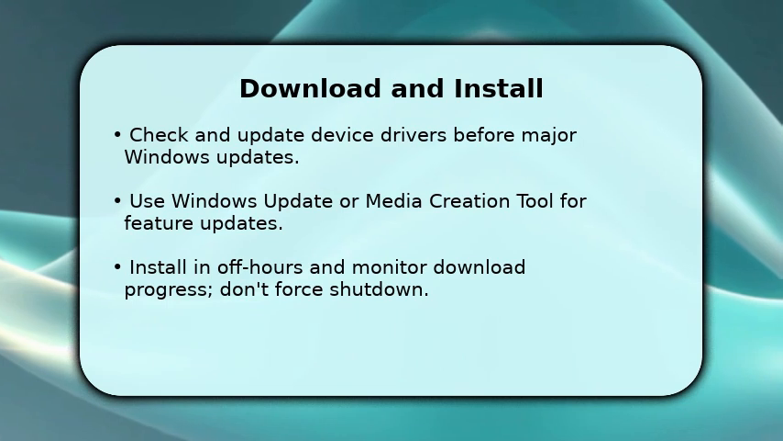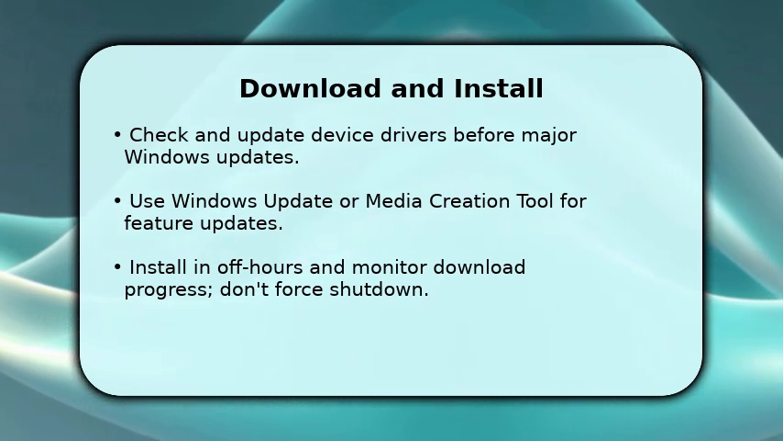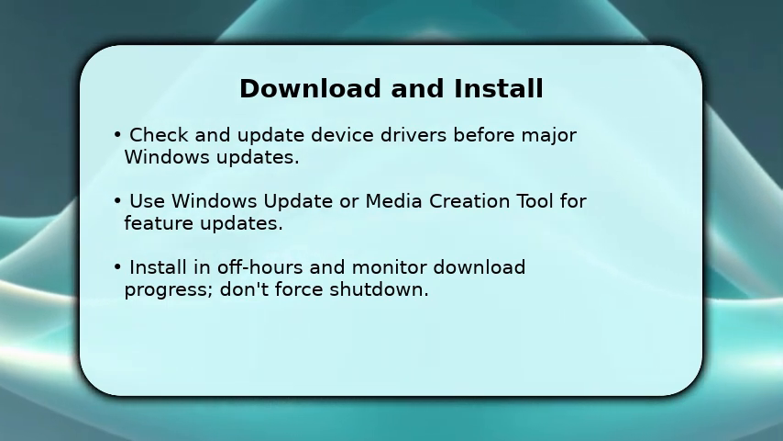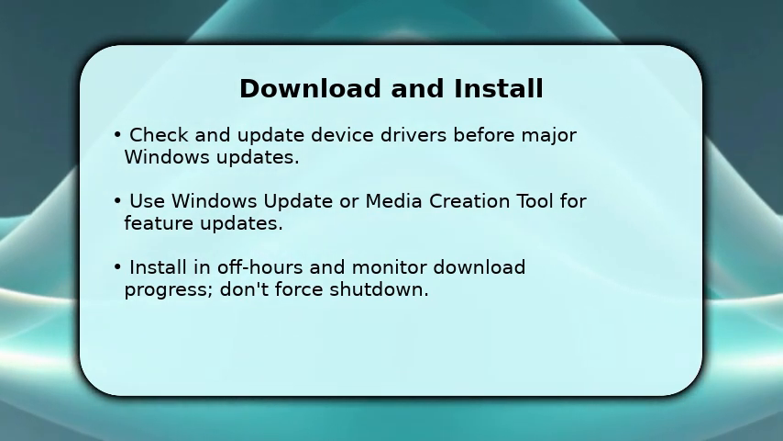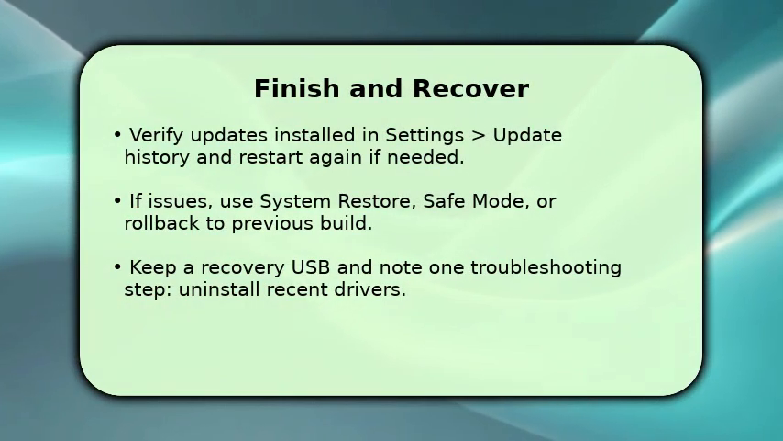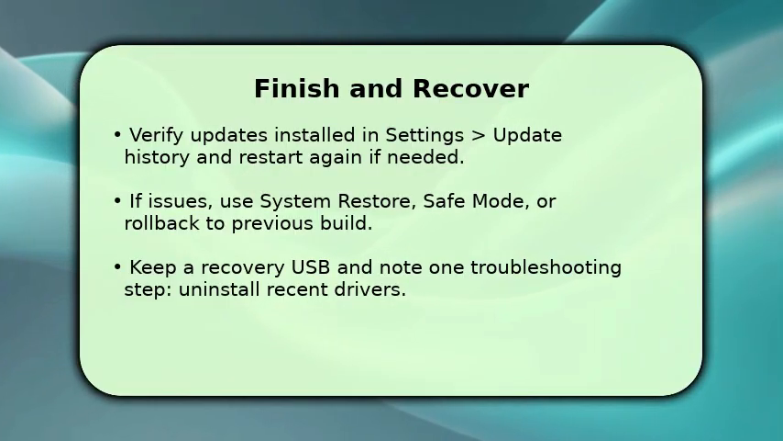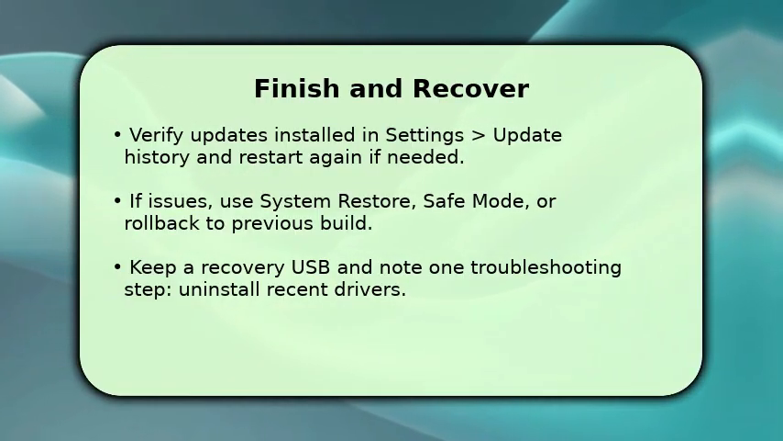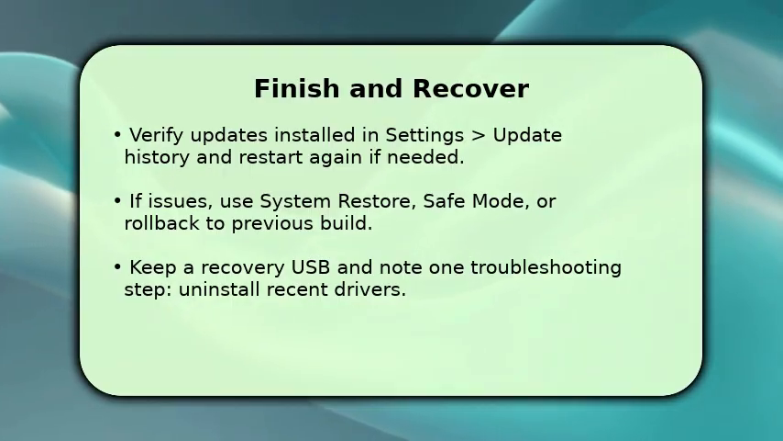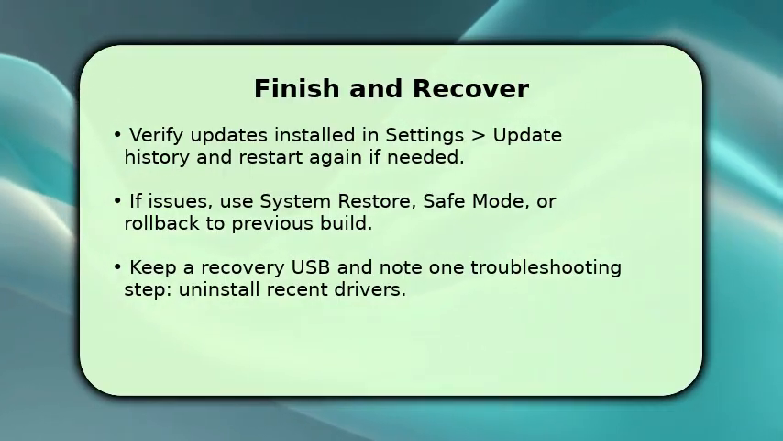You finish by verifying the update succeeded. Check update history and run Windows Update again to catch remaining patches, and restart once more to ensure drivers and services initialize. If something goes wrong, boot into safe mode and test, then use System Restore or the rollback option to return to the previous build.